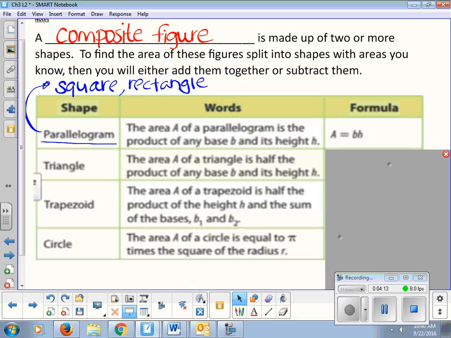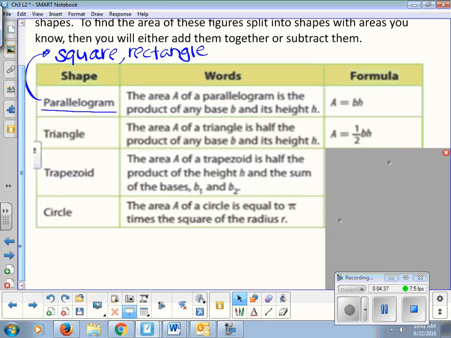For a triangle, what's different about our area for a triangle? You have to divide it by 2. So we get the formula area equals 1/2 base times height. Or you could find your base and your height and then divide by 2. Dividing by 2 is the same as multiplying by 1/2.